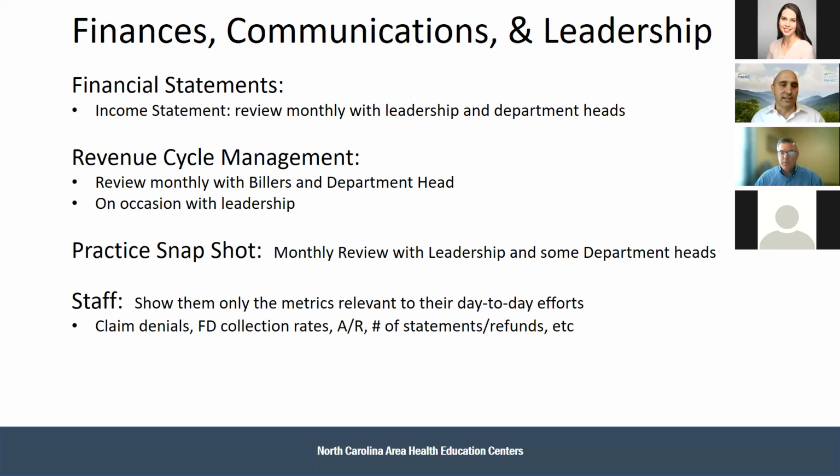Obviously your claims department is going to see your claims denials, but I really like front desk collection rate. What percentage of patient receipts are we collecting at the front desk at the time of service? I love sharing that with my front desk staff and folks doing eligibility, number of statements. You get to pick it, but I'm just trying to give you some examples of how you can show specific KPIs with your frontline staff, just encouraging you to do so and have a plan.